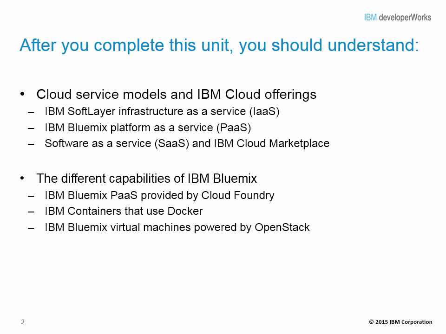offerings. In this section, we will describe cloud service models such as infrastructure as a service, platform as a service, and software as a service, as well as look at how IBM's cloud offerings are related to these three service models. Then we will introduce the different capabilities of IBM's platform as a service, Bluemix, and give developers information so that they can make the best decisions on where to host their applications in the cloud.